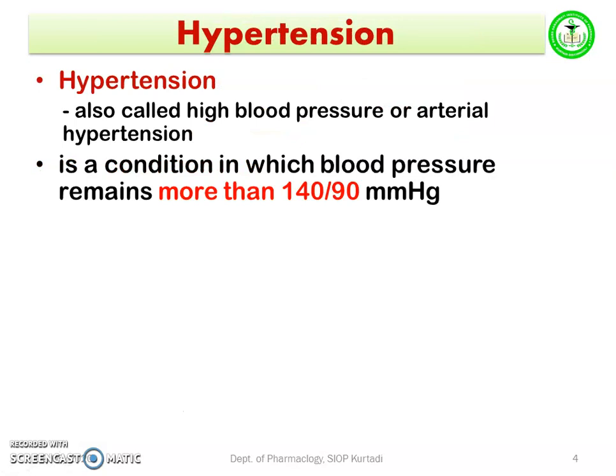Now, what is hypertension? It is also called high blood pressure or arterial hypertension. It is a condition in which the blood pressure remains more than 140 by 90 mmHg. It means if the systolic blood pressure is more than 140 and the diastolic blood pressure is more than 90 mmHg, that condition is generally termed as hypertensive condition.